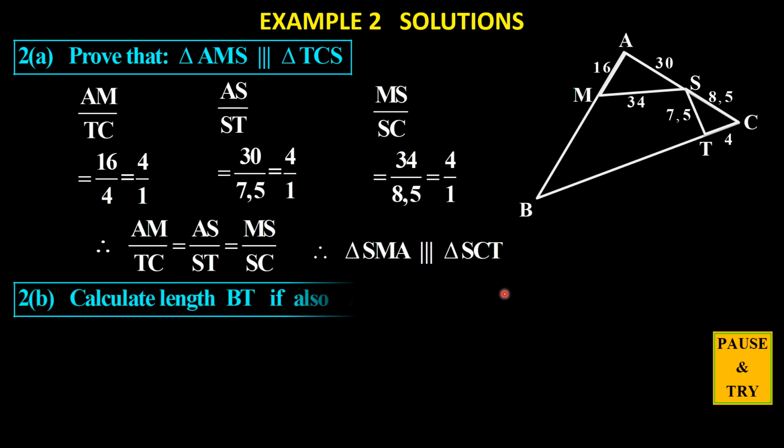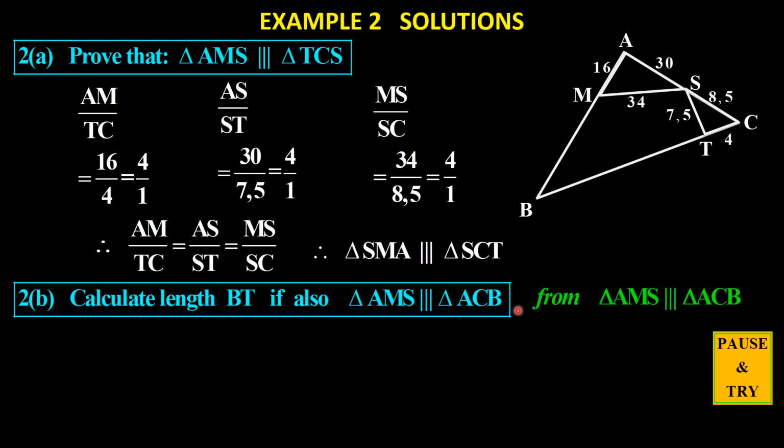Let's look at the second question. We want to calculate the length of BT. Let's look at our diagram. BT is part of BC, right? And they tell us that triangle AMS, this triangle up here, is similar to the larger one. So this is given. We don't need to prove that. If two triangles are similar, then the corresponding sides are in proportion. So what will the corresponding sides be? AM over AC, MS over CB, AS over AB. That's exactly what we have here.